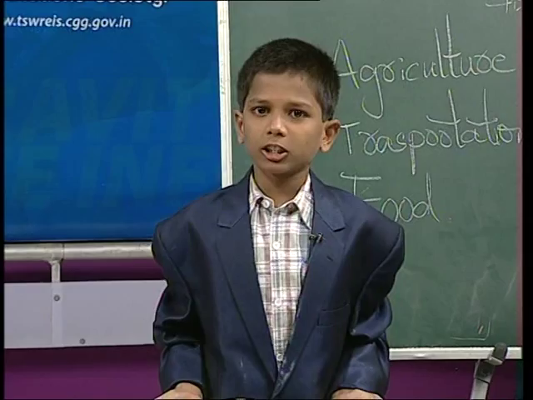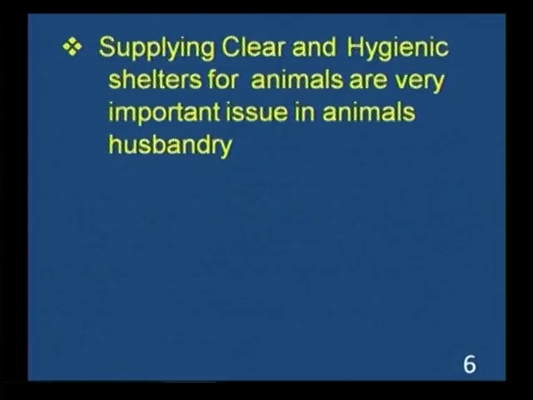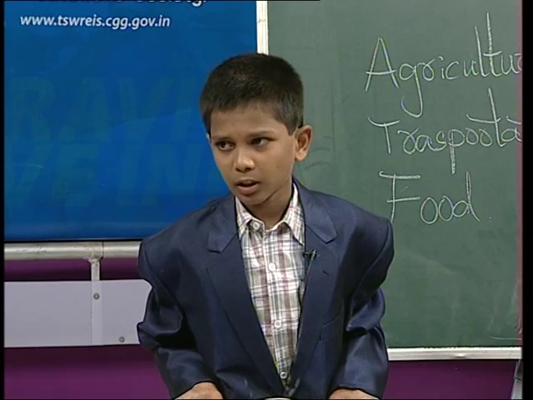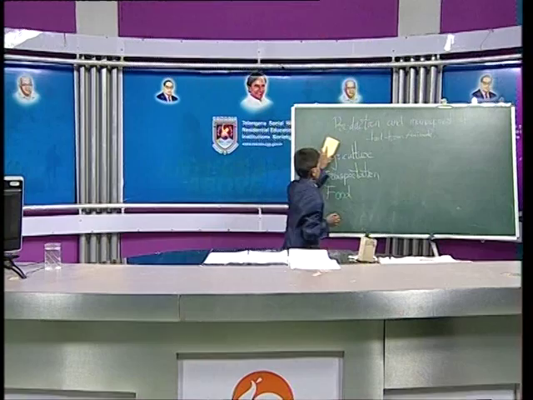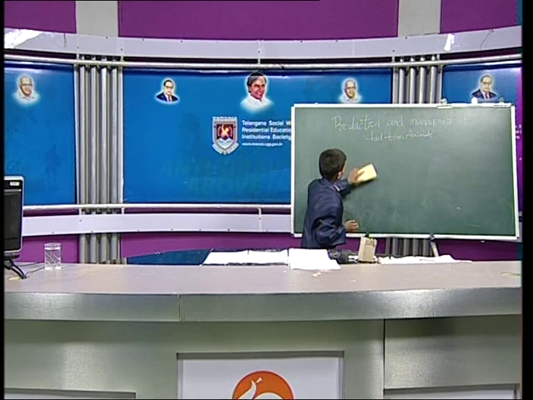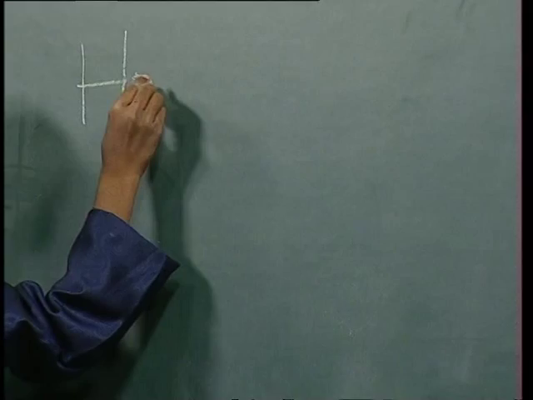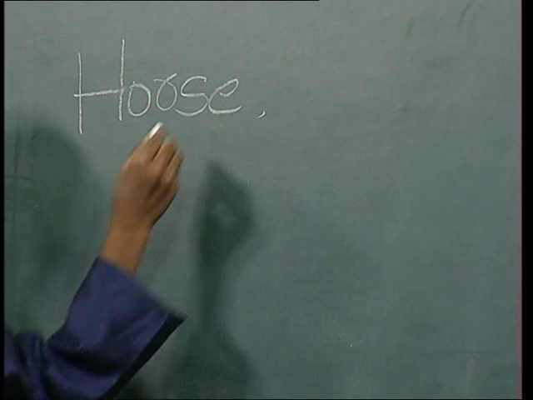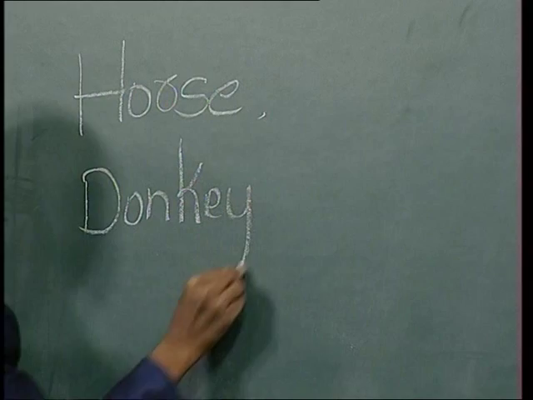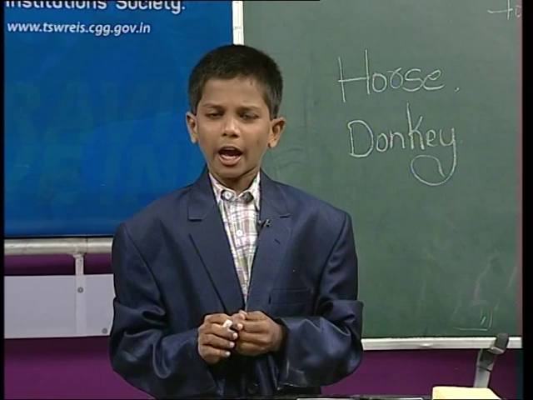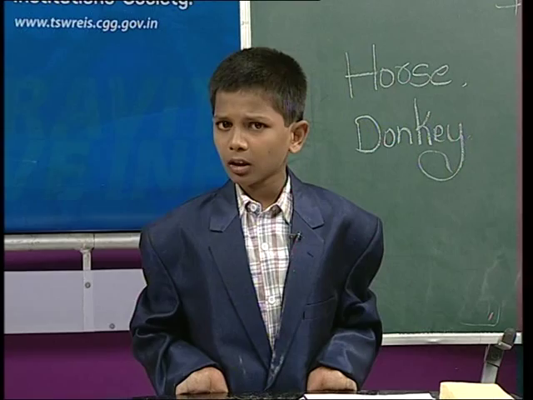And next, animals reared for transportation. In ancient times, animals reared for transportation were horse and donkey. For example, horse. In ancient days, horse was used for transportation. Horse and donkey are used for transportation. Have you ever seen the horse cart? Yes, you have seen. And donkeys carry heavy bags. Didn't you see? Yes, you have seen this.